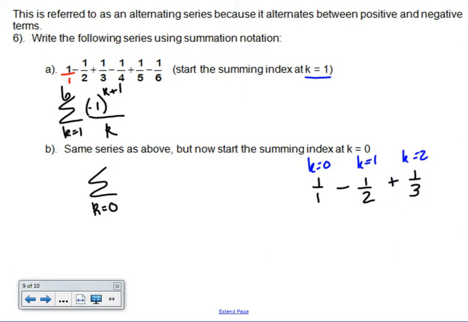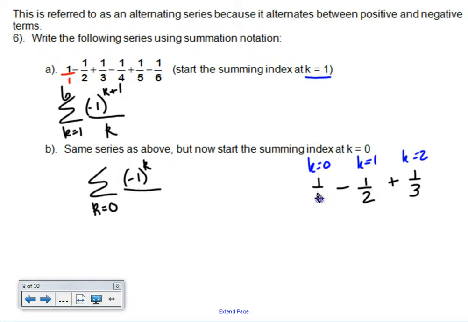Now I don't think the denominator is going to give us much trouble. However, the alternation of the negatives and positives is a little weird. So we have negative 1. If I just raise it to the k power, let's see if that works. To the 0 power, anything to the 0 power is a positive 1. So that works for that first term. And then negative 1 to the first power gives me a negative 1. Okay, that works. And then negative 1 raised to the second power gives me a positive 1. I think that's okay then.